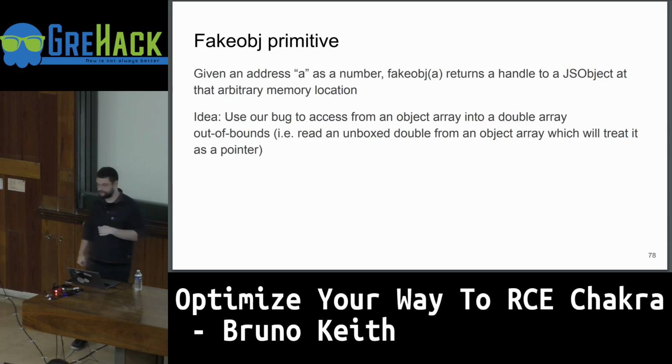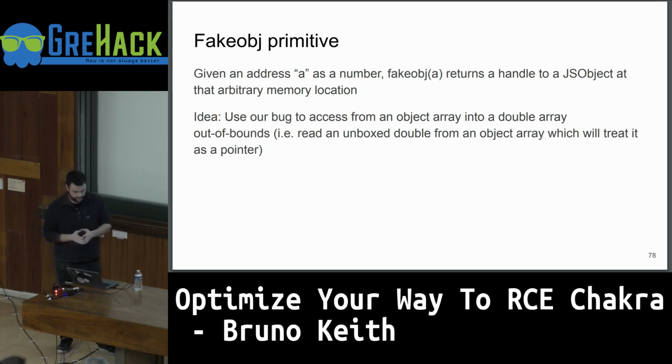Now the fakeObj primitive, once again, let's formalize it a bit. So given an address A as a number, fake object of A should return to you a handle to a JavaScript object at that arbitrary memory location. What I mean by that is that if you call fake object with 41414141, you should have a JavaScript object that you can use in JavaScript, which is supposed to be located at 41414141. So as soon as you use it, of course, you're going to crash because it's not a valid object, but that's what this primitive is for.